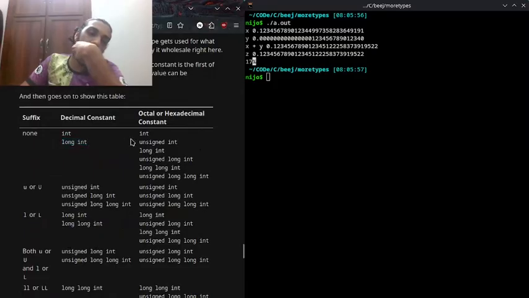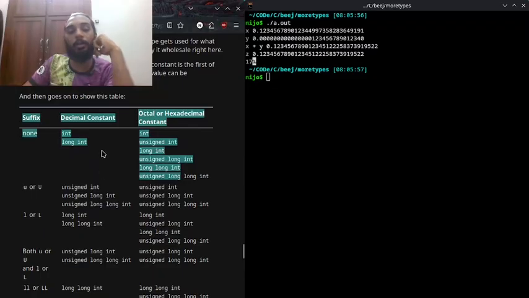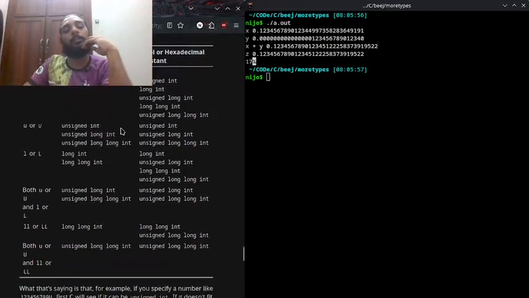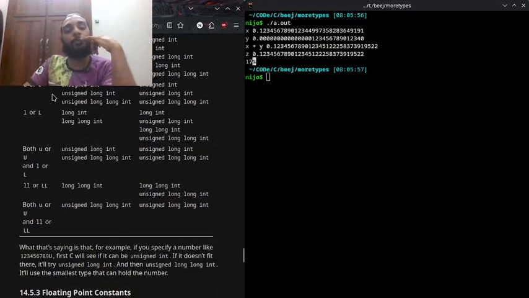Yeah, long int. So it will do it on its own. That's what you're trying to say. No, it will do int or long int here, and it will do unsigned int. It can be unsigned int, long int, unsigned long int. Okay, I get it now. If u was the suffix there, it will be unsigned int. If more, unsigned long int.